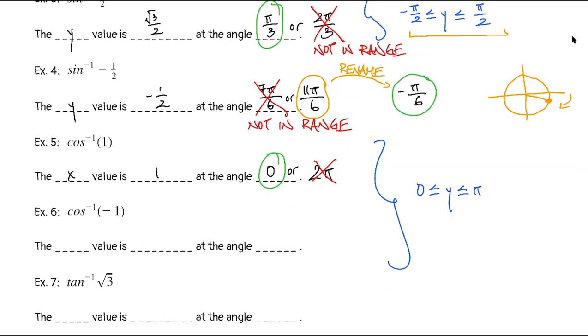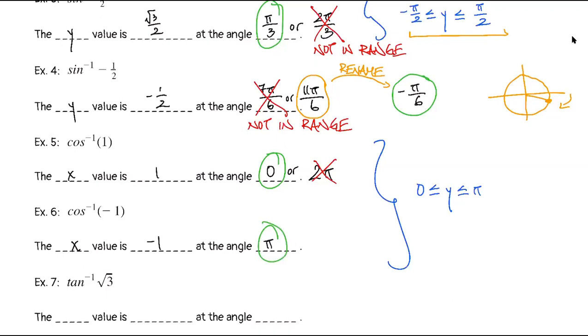All right, let's take a look at number 6. So inverse cosine means the x value, and this time I'm looking for an x value of -1. And when we looked on our unit circle, we found that that was pi, okay? That was our only answer, and that is the answer, okay?